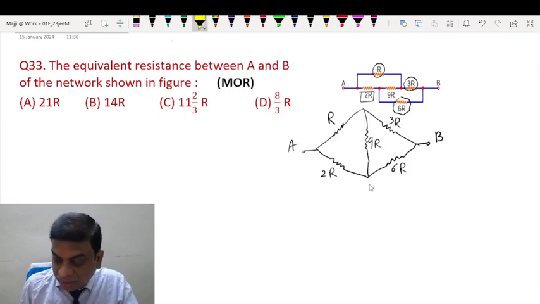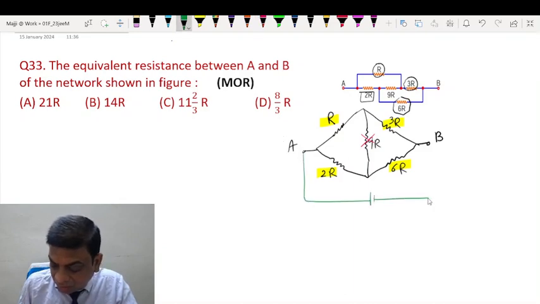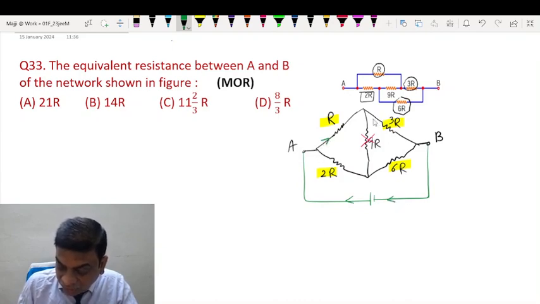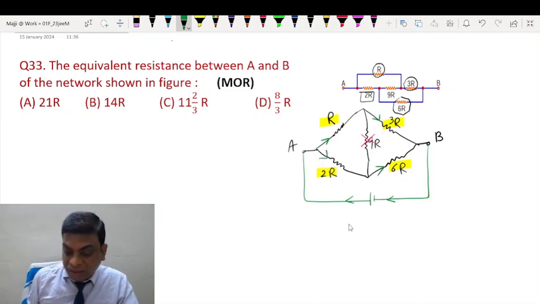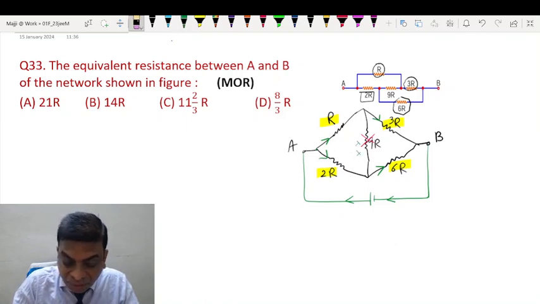Now you see, it is satisfying the condition of a balanced Wheatstone bridge. R by 2R is half, 3R by 6R is also half. That means you can simply ignore this resistance, because when you connect a cell across the terminals between which we have to find the effective resistance, namely A and B, the current which flows through R will flow through 3R, and the one which flows through 2R will flow through 6R. So this will carry no current, so there is no point in keeping it. You can simply ignore it.